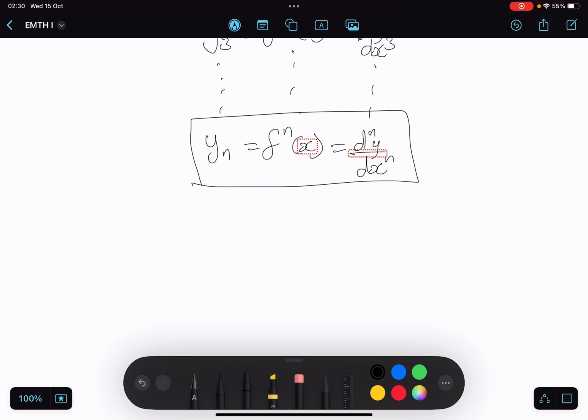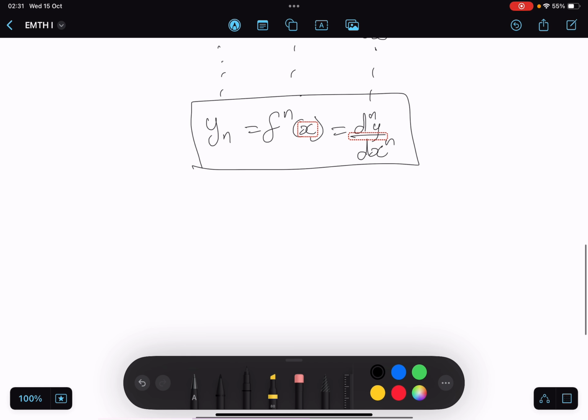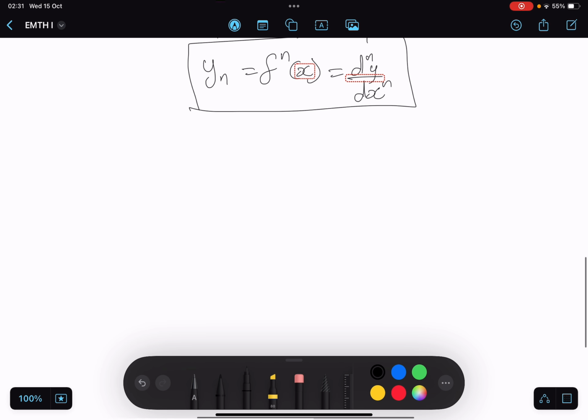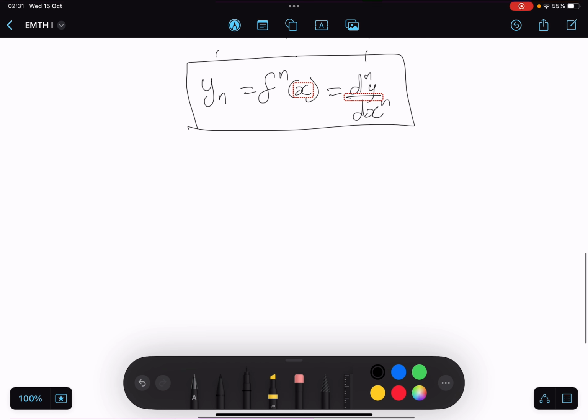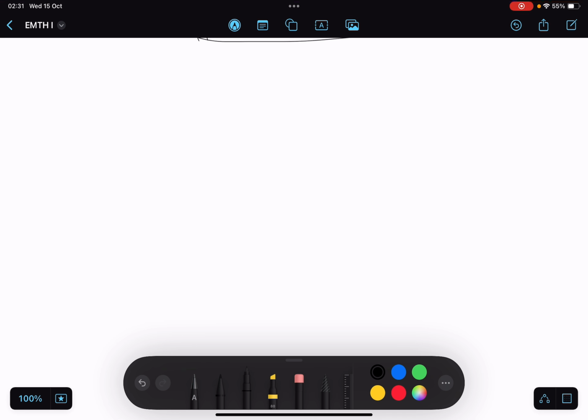So obviously there are different types of functions. We have the logarithmic function, exponential function, polynomials, and trigonometric functions. So we need to know how to find the nth derivatives of all of those functions. We are going to start with the exponential function.